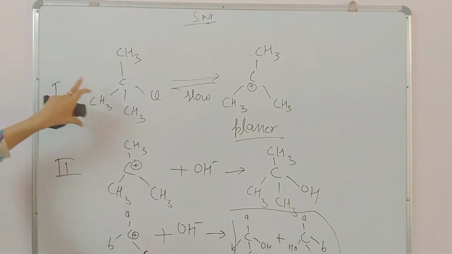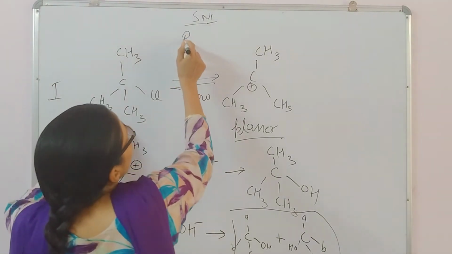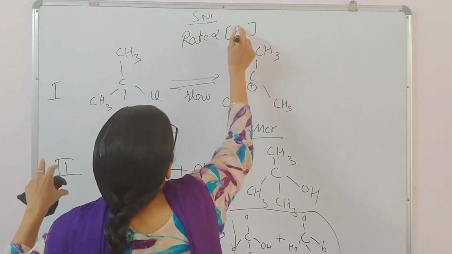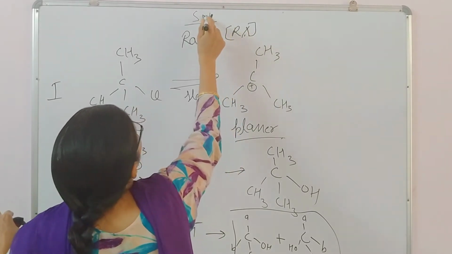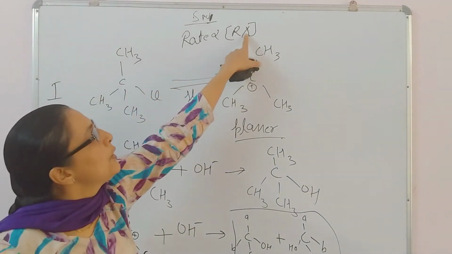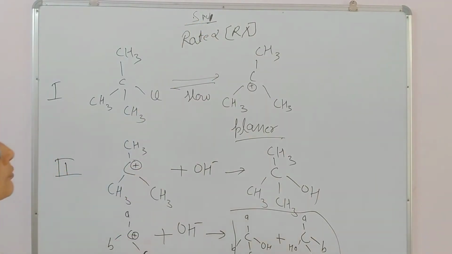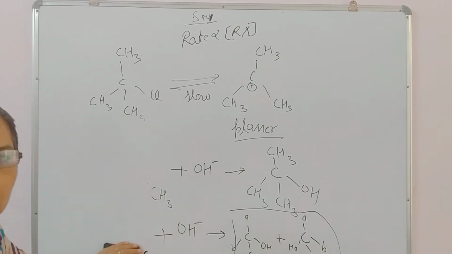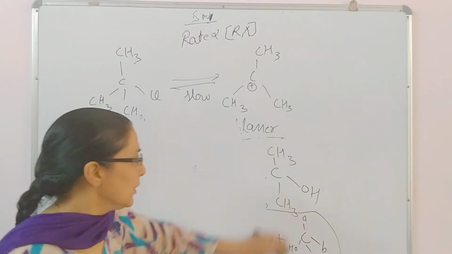Here in the main slow step, only one compound is involved. So the rate is directly proportional to only the RX compound. That's why its name is unimolecular nucleophilic substitution. The order is also 1 because only one species is participating in the SN1 mechanism.